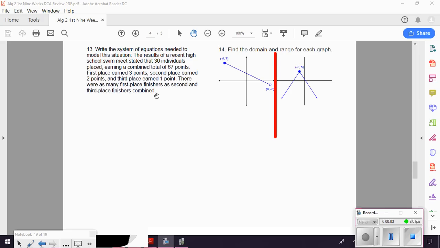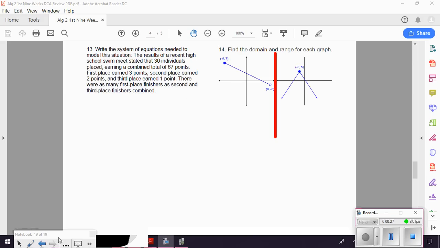13. Write the system of equations needed to model this situation. The results of a recent high school swim meet stated that 30 individuals placed, earning a combined total of 67 points. First place earned 3 points, second place earned 2 points, and third place earned 1 point. There were as many first place finishers as second and third place finishers combined.